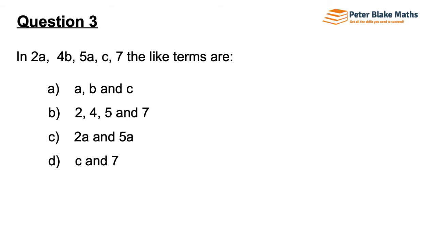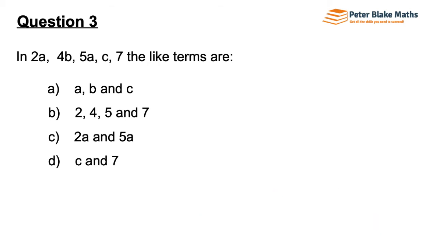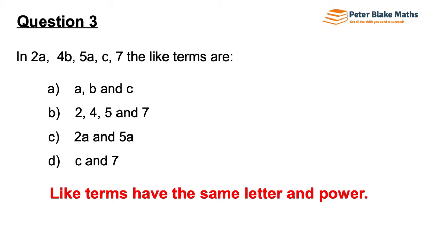Question 3. In 2a, 4b, 5a, c, and 7, the like terms are... Like terms have the same letter and power. If you look at that list, we have 2a and 5a that have the same letter and power. The rest of them do not. So our final answer, the like terms are 2a and 5a.